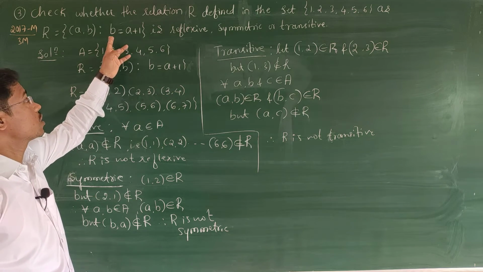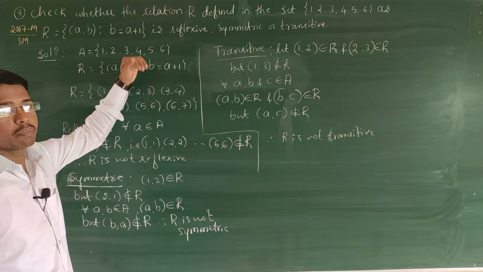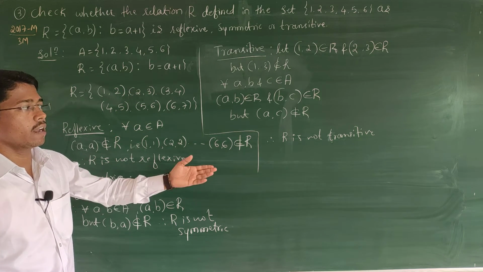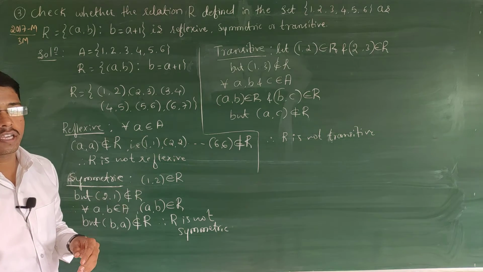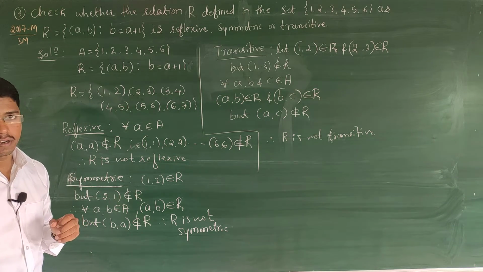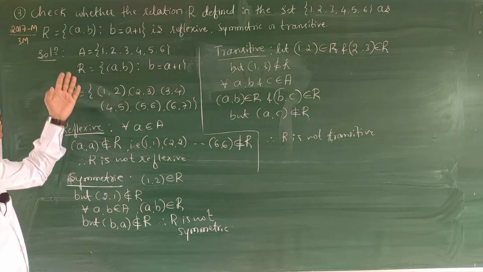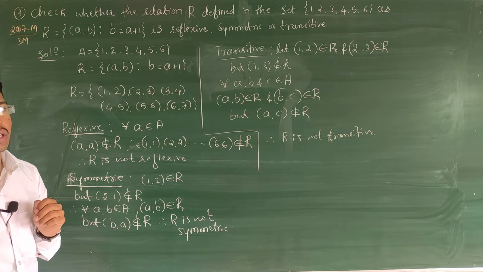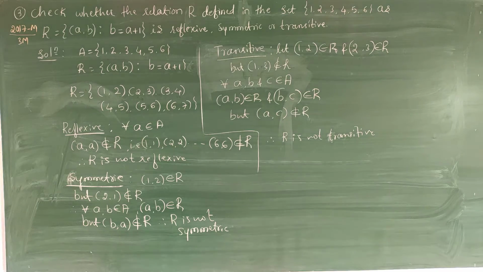Therefore, the given relation b = a + 1 is not reflexive, not symmetric, and not transitive. So, dear students, it's an important question, already asked in the March 2017 annual exam for 3 marks. Okay.